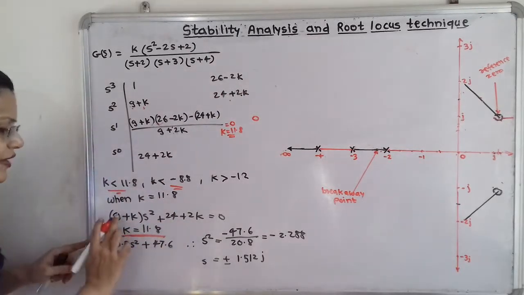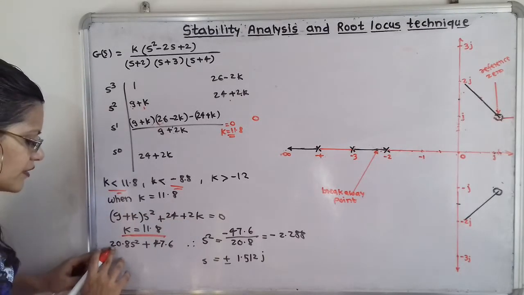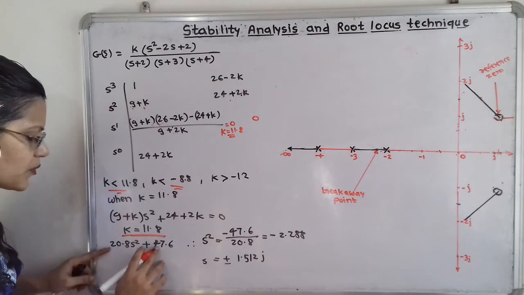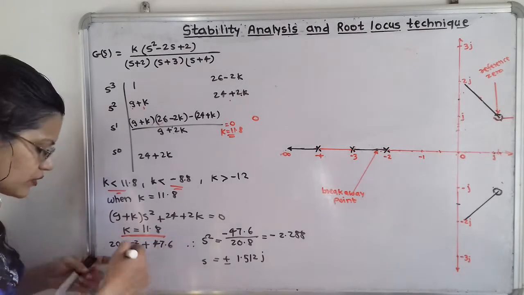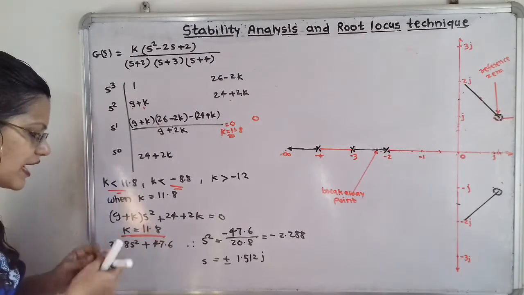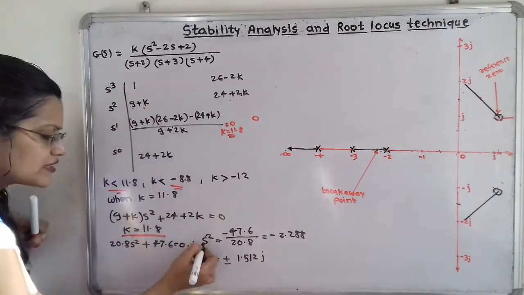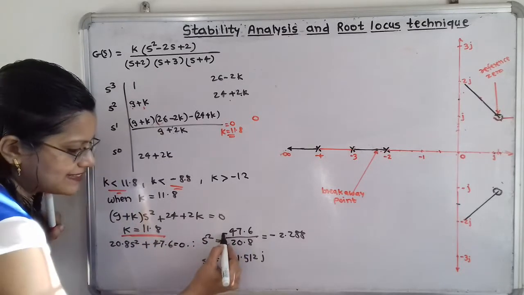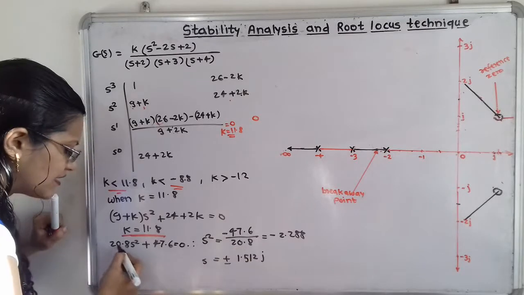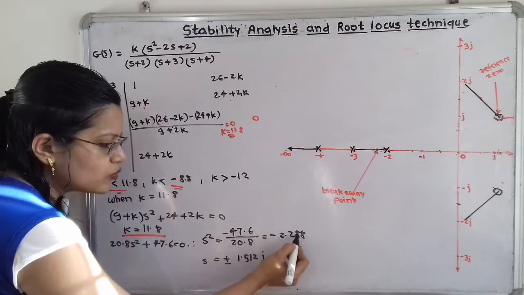Then if I take k equal to 11.8, what is the equation? 20.8s² + 47.6, which is equal to 0. So on the right hand side we have to write 0. So how can we find out s²? That is s² is equal to, we transfer this 47.6, that is −47.6 divided by 20.8, which is equal to −2.288.